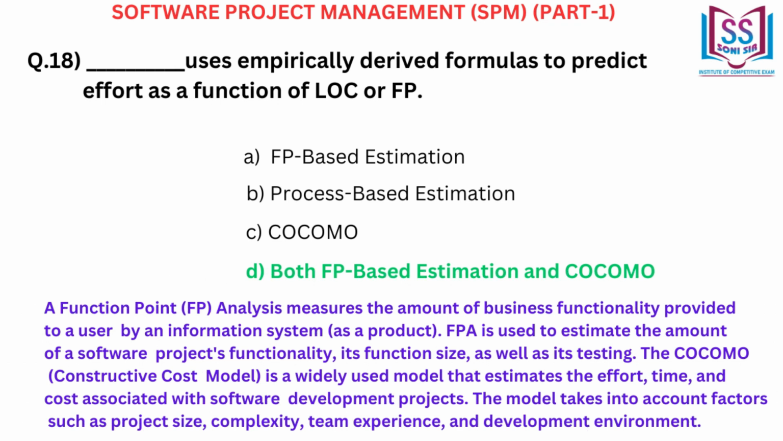A function point (FP) analysis measures the amount of business functionality provided to a user by an information system as a product. FPA is used to estimate the amount of a software project's functionality, its function size, as well as its testing. The COCOMO constructive cost model is a widely used model that estimates the effort, time, and cost associated with software development projects. The model takes into account factors such as project size, complexity, team experience, and development environment.